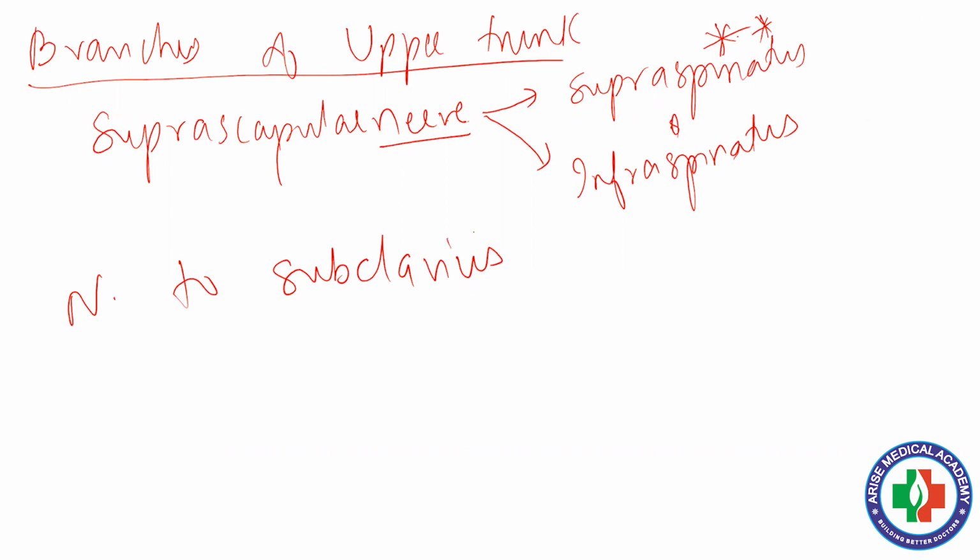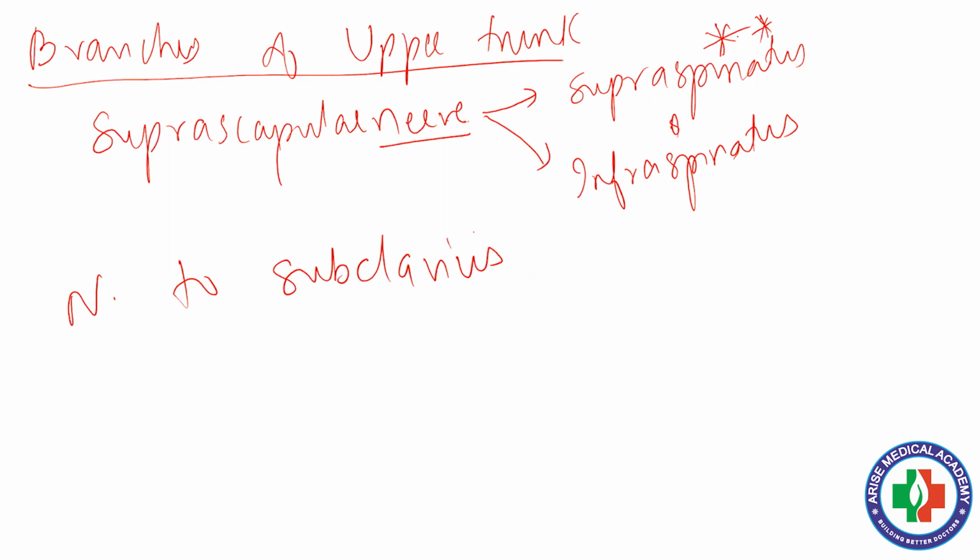So we'll just learn the names and leave it there. Suprascapular nerve and nerve to subclavius are the two branches coming from the upper trunk. The suprascapular nerve supplies supraspinatus and infraspinatus, and the nerve to subclavius, as the name says, supplies the subclavius muscle. So are we okay?